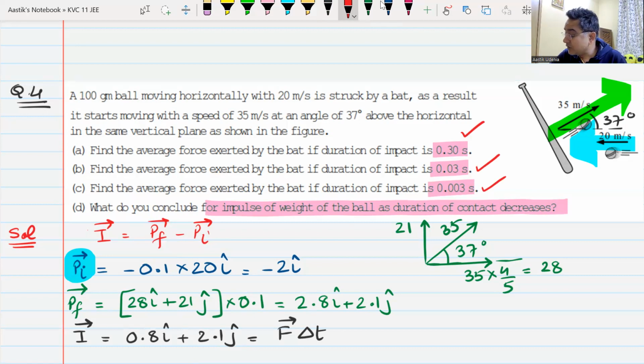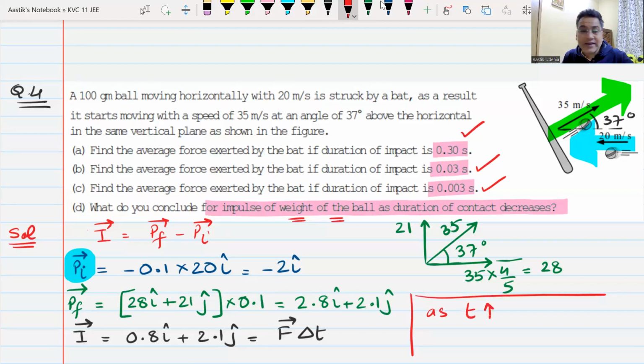What can you conclude for the impulse of the weight? As the time of impact becomes less and less, the impulse given by the bat becomes far greater than the impulse of gravity. The impulse given by the bat is far greater than the impulse given by gravity, and therefore in such cases gravity is neglected. So this was the question.